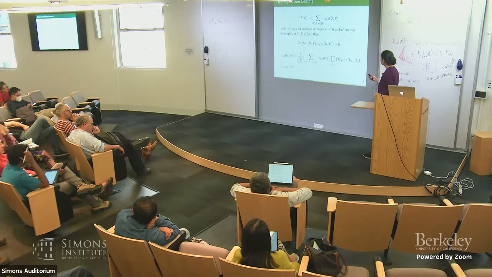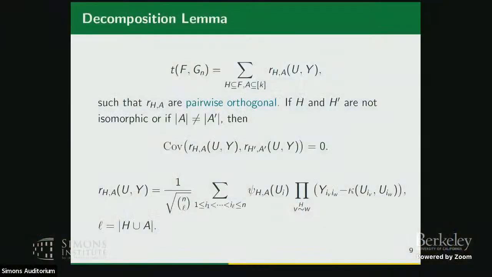So going back here, we are decomposing the subgraph densities into these pairwise orthogonal terms, R_HA, such that whenever either the two copies H and H prime are not isomorphic, or the number of nodes in the set A are not exactly the same, then the covariance is 0.